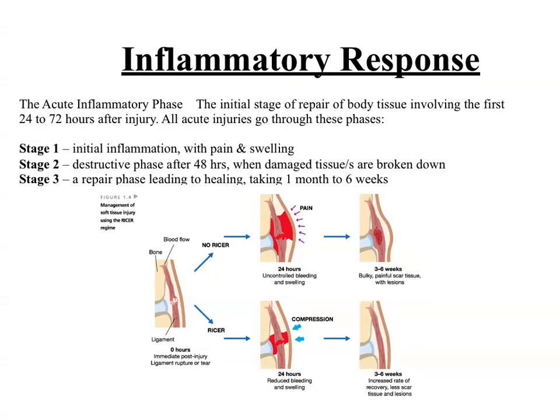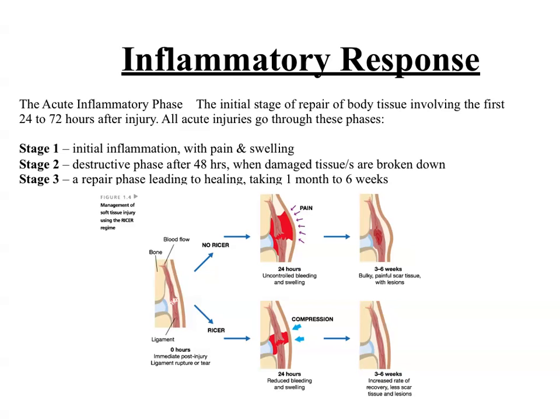We then come to the inflammatory response. The inflammatory response is the initial stage of repair of body tissue involving the first 24 to 72 hours following an injury. There are 3 stages to the inflammatory response, and all students would be required to understand the 3 stages. Stage 1 is the initial inflammation with pain and swelling. Stage 2 is the destructive phase after 48 hours when damaged tissues are broken down. And stage 3 is a repair phase leading to healing, taking 1 month to 6 weeks.